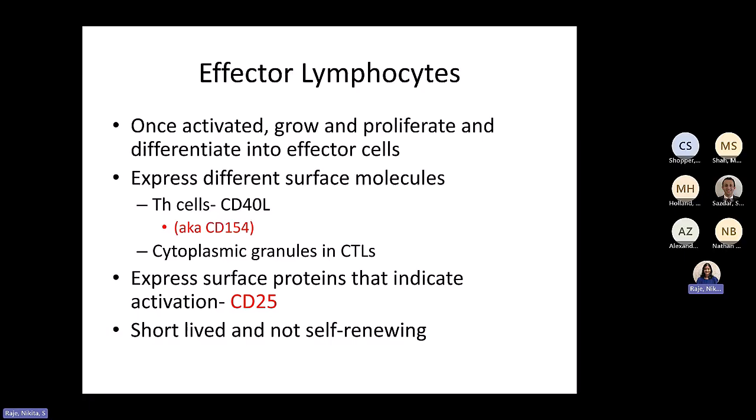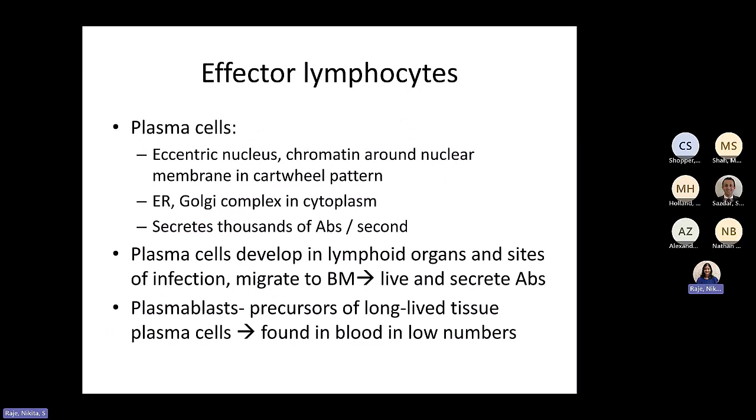These activated and effector lymphocytes can now express the IL-2 receptor alpha, also known as CD25. So CD25 is a good marker of T cell activation. These effector lymphocytes are short-lived and not self-renewing.